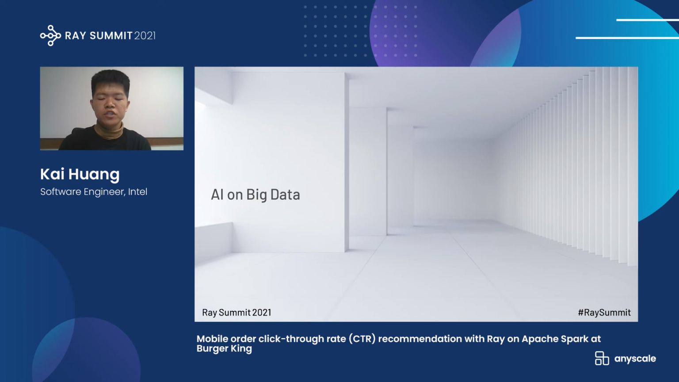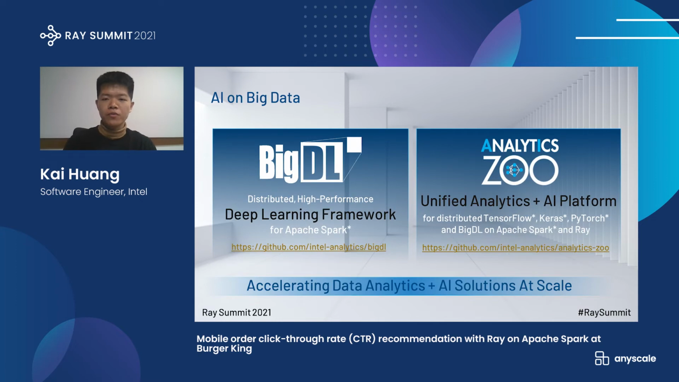Okay, thanks Lou for sharing the recommendation use case and the TXT model used at Burger King. Since Burger King has enormous guest transaction data on their big data platforms, it would be really essential and beneficial to build a unified system for the entire recommendation pipeline. So in the remaining part of this session, I will talk more about the technical details of how we build the pipeline using Ray on Apache Spark.